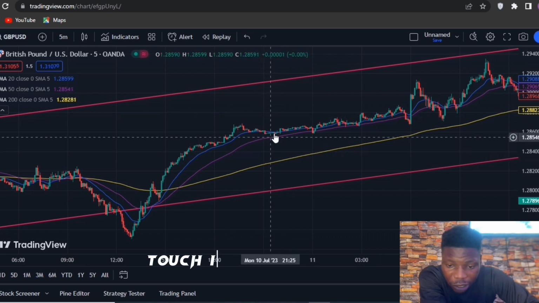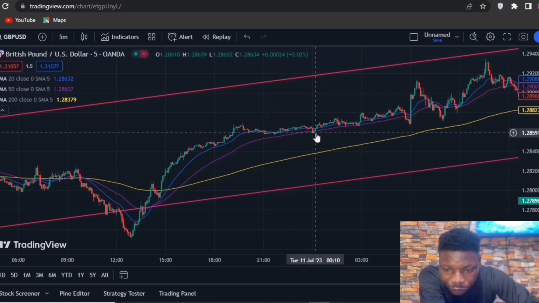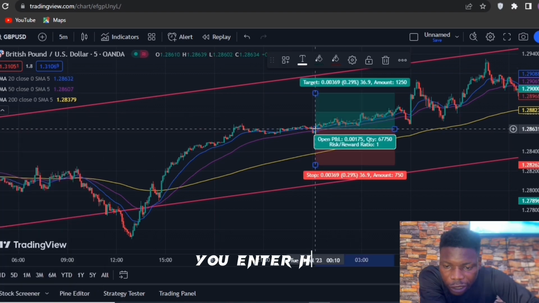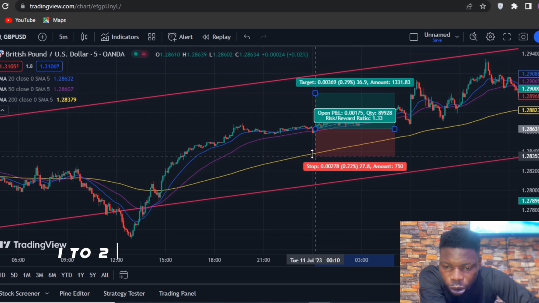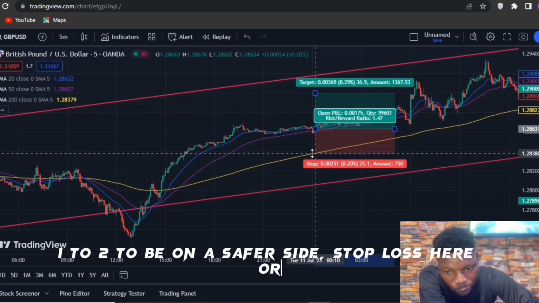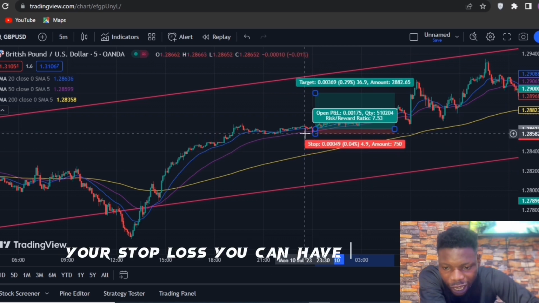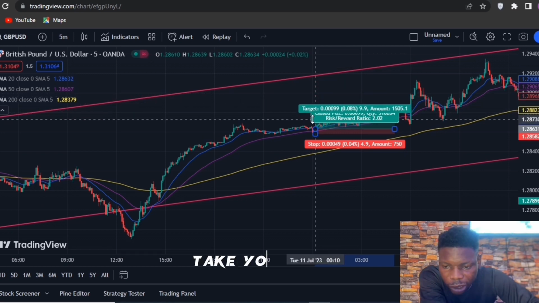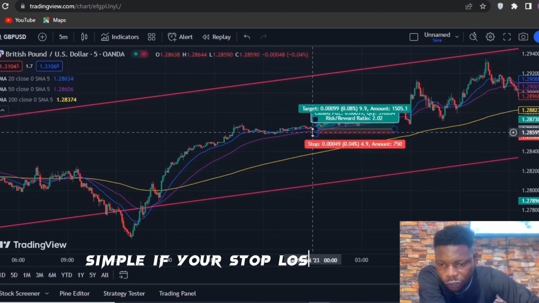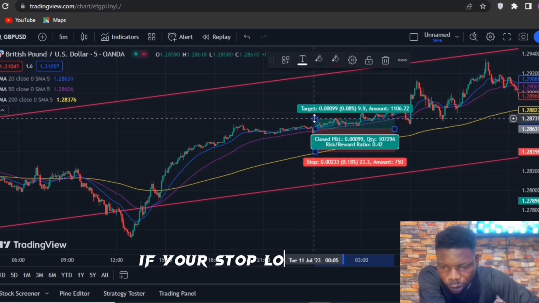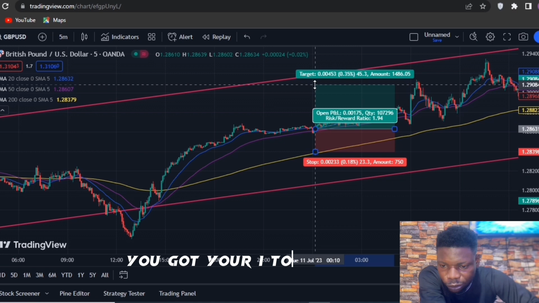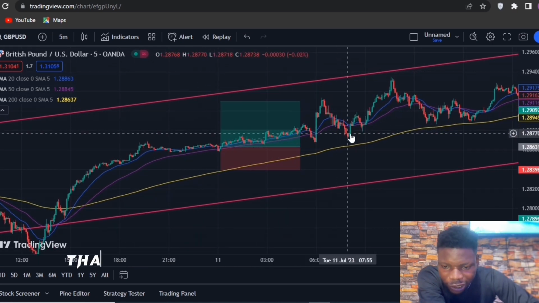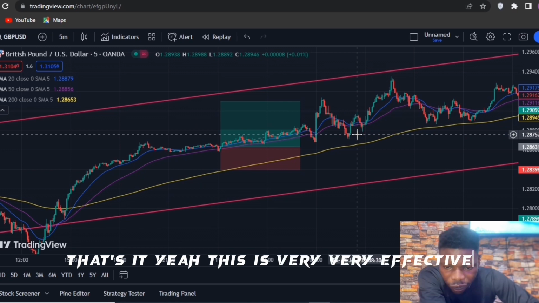You touched it here. Here you enter, here for a quick 1 to 2. To be on the safer side, you can have a tight stop loss, and take your 1 to 2. Simple. If your stop loss was here too, you got your 1 to 2. Very easy, you know. See what I'm saying? That's it, guys. This is very, very effective.